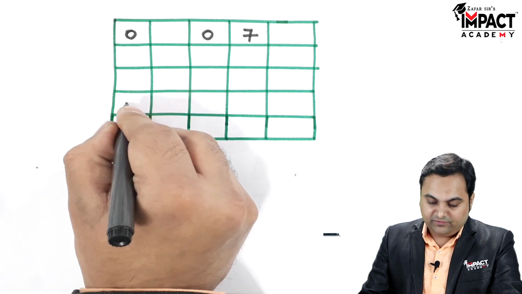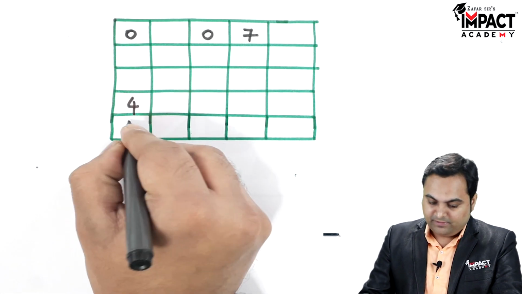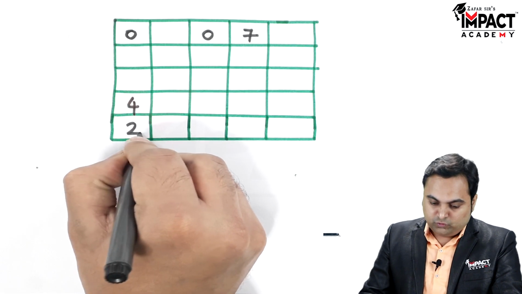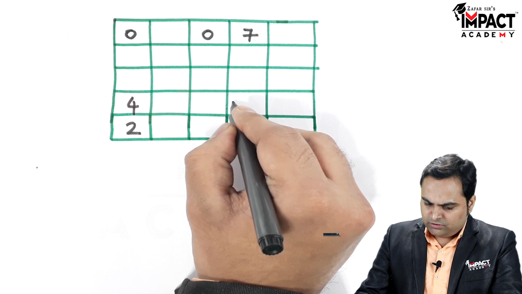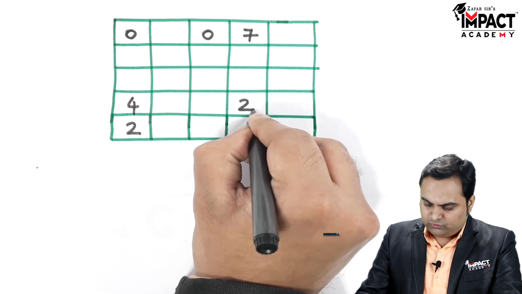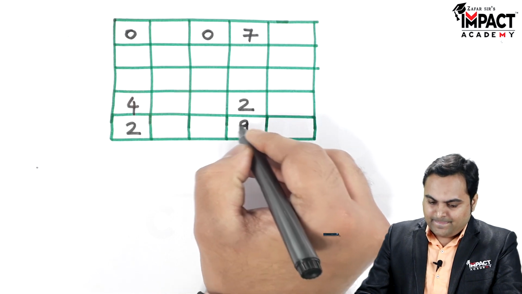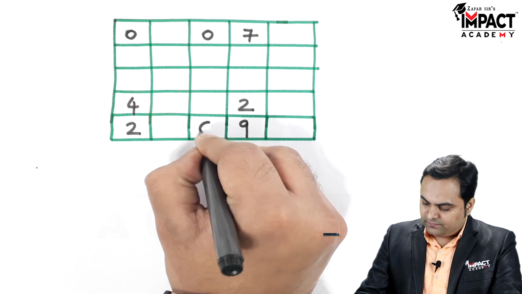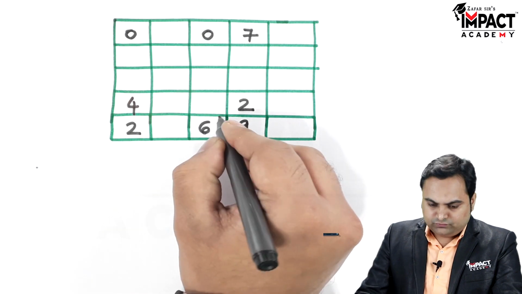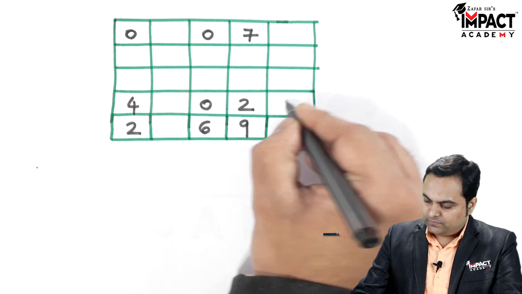Next uncovered value is in the fourth row, first column. 5 minus 1, that is 4. 3 minus 1, that is 2. And here we have 3 minus 1, that is 2. And then 10 minus 1, that is 9. 7 minus 1, that is 6. And here we already have 0, 0.